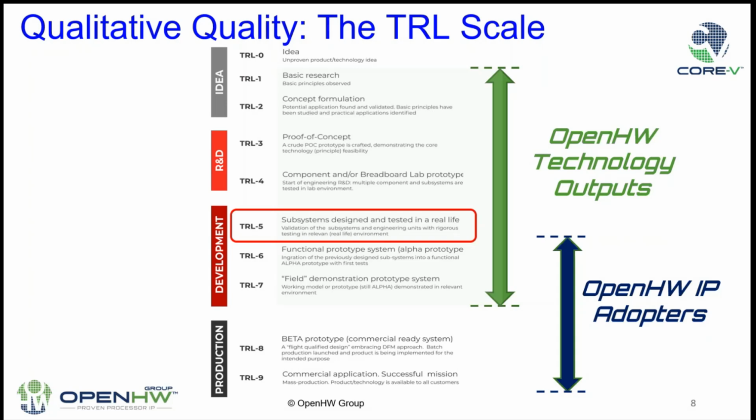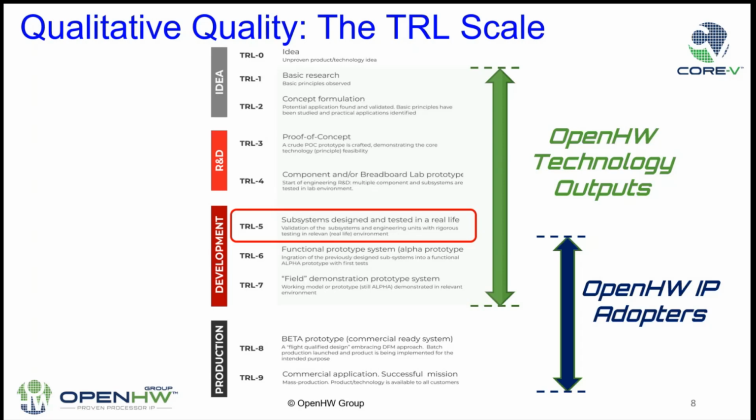There's a bunch of TRL levels. So TRL 0 is, I got an idea. It's going to be great. And TRL 9 is, I've been in production with this for years, and it just works. And there's a sliding scale. The open hardware technology outputs tend to go from about TRL 2 to about TRL 7-ish. But I've got TRL 5 blocked off because that's our sweet spot.